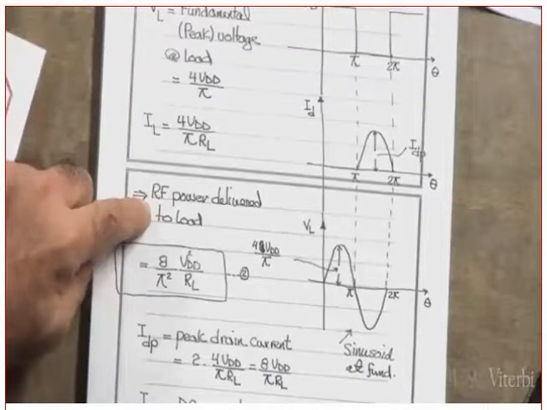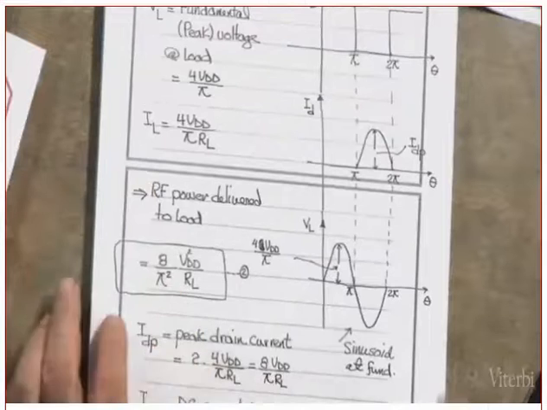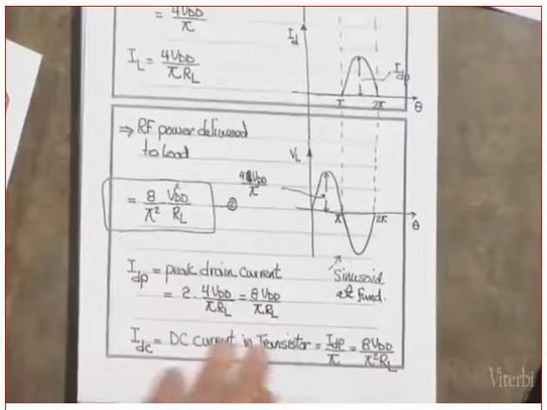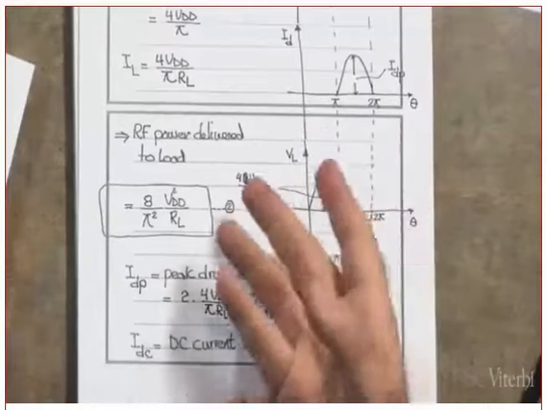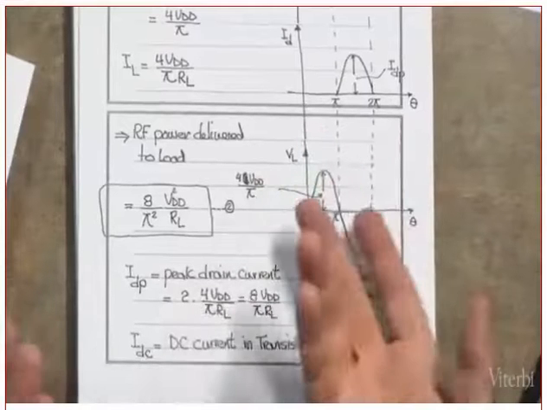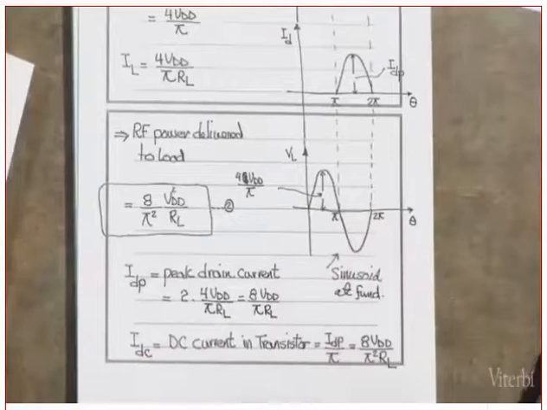Did you get this? Okay. Help me. How did I get this, sorry, this one, the DC power? How do I get the DC power? First of all, I need to get the DC current. Yes? Okay.